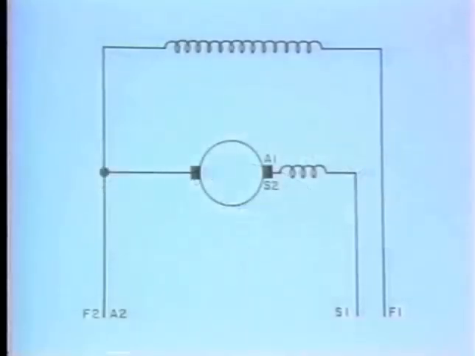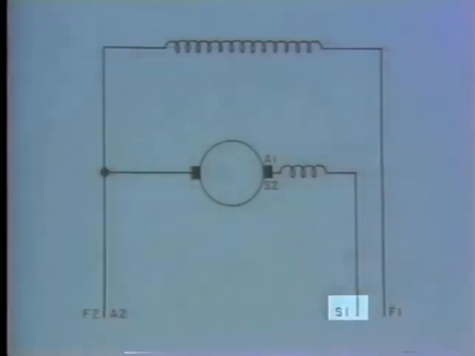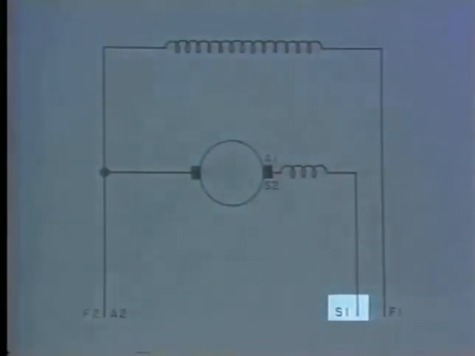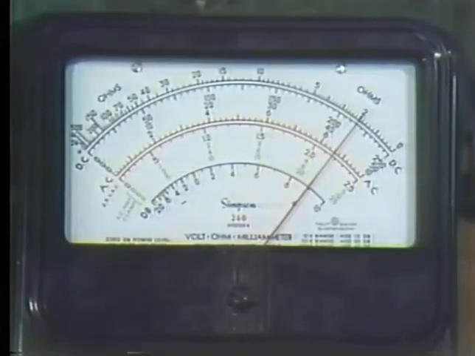Here's the diagram again. If we put one meter lead on F2A2 and the other on S1, we'll be able to check to see if the armature, brushes, and series field are all right. We'll bypass the shunt field. So we're going from motor lead S1 through the series field to S2A1, through the brush, through the armature, and the other brush, to A2F2. Let's check this circuit. We're getting a reading. That means the series field, the armature, and the brushes are good. The trouble was in that brush, after all.